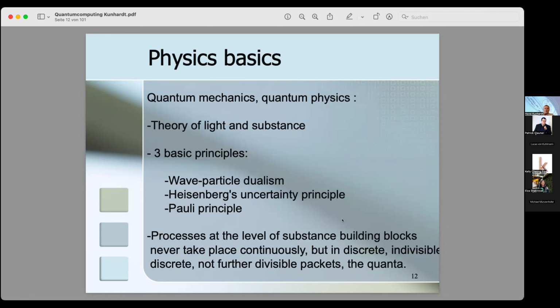So again, some quantum or physics basics. The starting point of quantum physics was more or less the theory of light and substance. People always wanted to understand what light is. Is light a wave, or is light a particle, or what is substance built of? The early Greeks built a model that substance is built of atoms. So this term atoms goes back to the old Greek scientists.